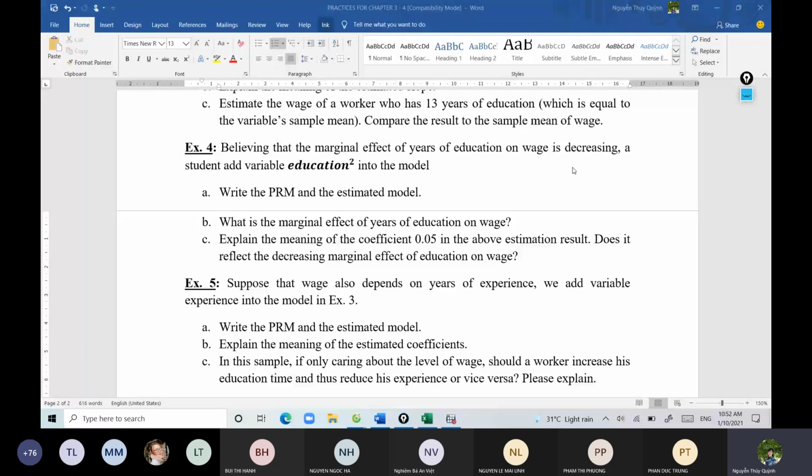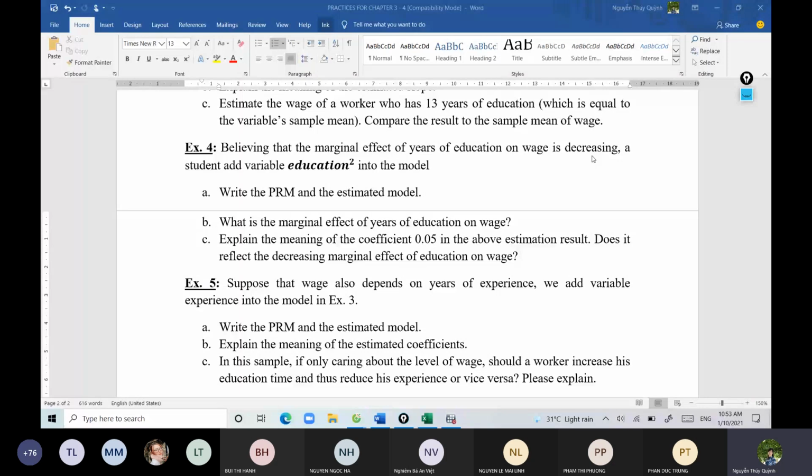So the estimated model, the estimation output, does not support the hypothesis that we are stating here, that the marginal effect of education on wage is decreasing. Our estimated model does not support that idea. So it does not reflect the decreasing marginal effect of education on wage. All right, that is for question C.